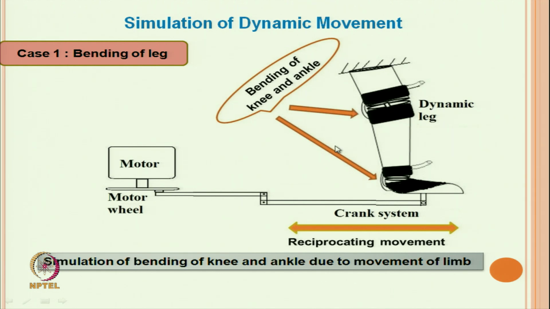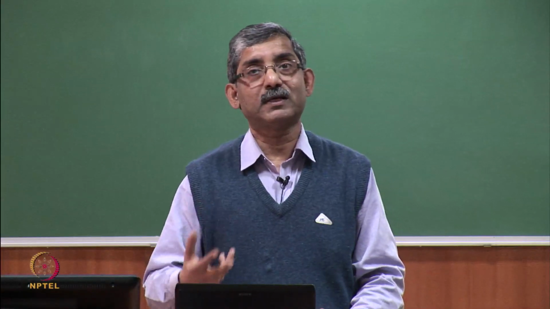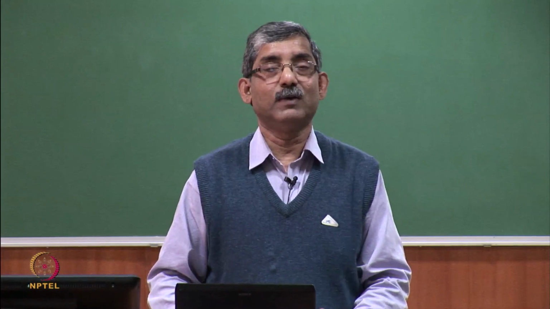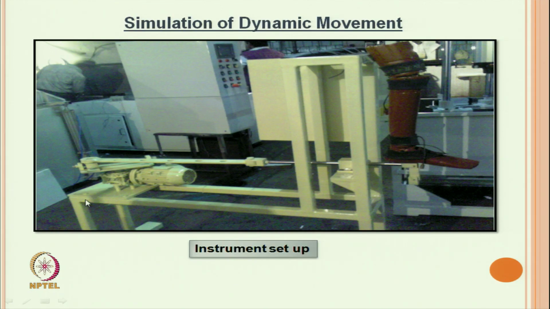So, it is very important, when someone is putting a bandage on the ankle and knee, to see during use with time how the pressure is getting changed. We must study these characteristics. Now, here is the system. We can see this is a motor system here, and it is linked with the crank arrangement. This is the crank arrangement which makes the to and fro reciprocating movement.